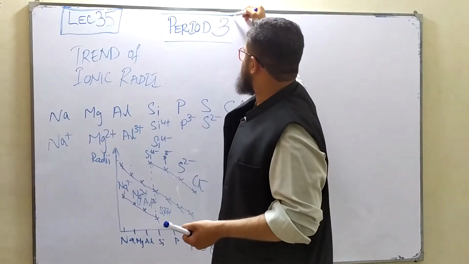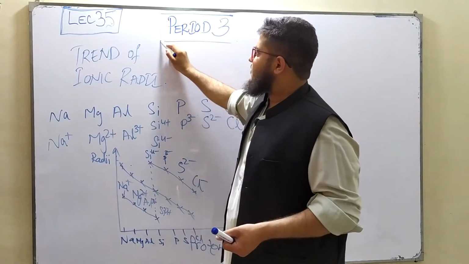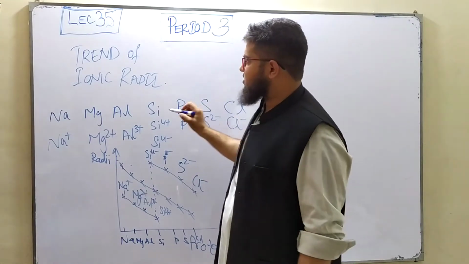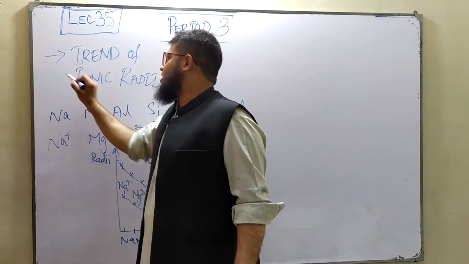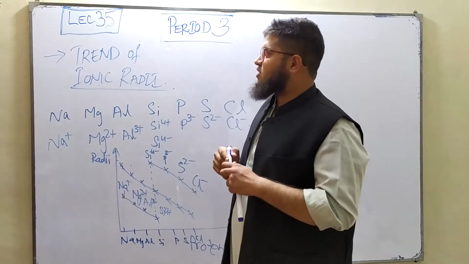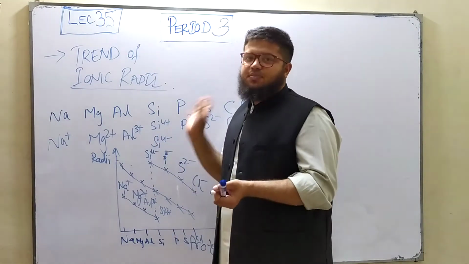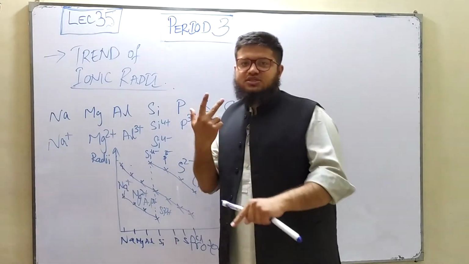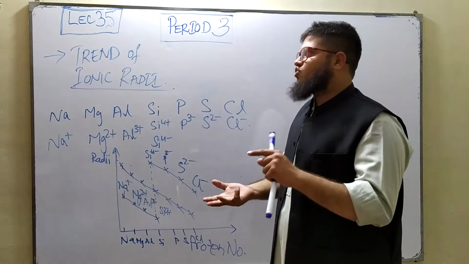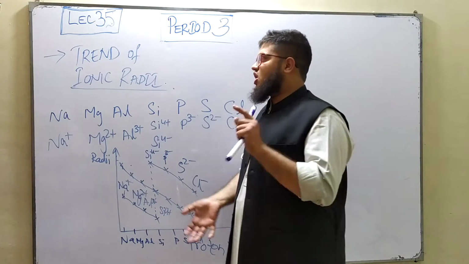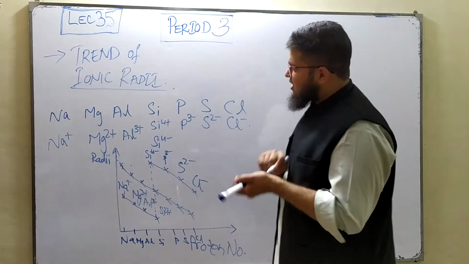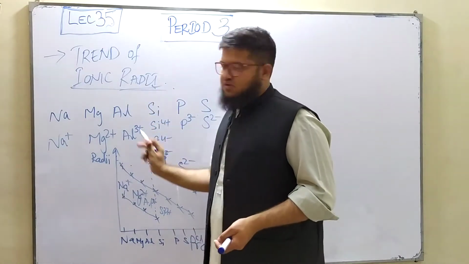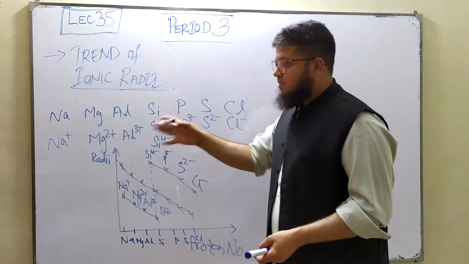This is the second lecture of period 3. We did the intro of period 3 in the previous lecture, and now we're going to start with the trends of ionic radii: how does the ionic radius change across the period? We talked about the atomic radius, the ionization energy, the charge density and electronegativity in the previous lecture. In this lecture we are going to talk about the ionic radii, meaning the radius of the ions which these period 3 elements form.